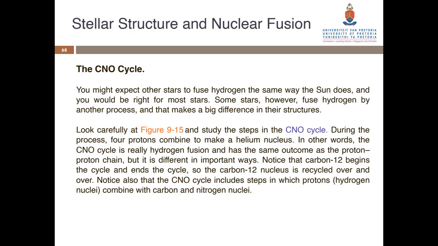So when we look at figure 9.15 and study the steps in a CNO cycle, during the process, 4 protons combine to make a helium nucleus. In other words, the CNO cycle is really hydrogen fusion and has the same outcome as the proton-proton chain. But it is different in important ways. Notice that carbon-12 begins the cycle and ends the cycle, so the carbon-12 nucleus is recycled over and over. Notice also that a CNO cycle includes steps in which protons, so that means hydrogen nuclei, combine with carbon.